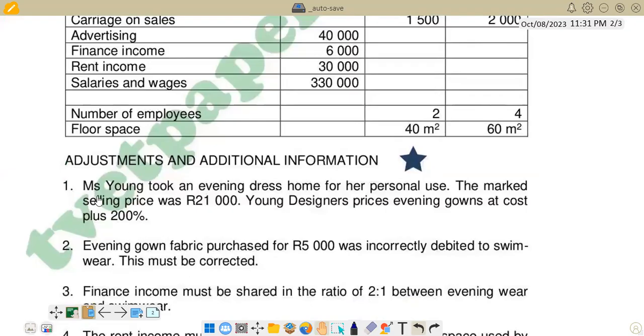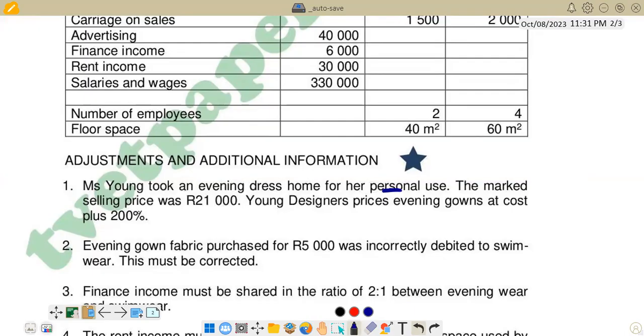Let's look at the first one. Miss Young took an evening dress home for her personal use. The market selling price was 21,000 rand. Young Designers prices evening gowns at cost plus 200%. This is going to affect the purchases. Remember, when using the periodic inventory system, when we buy goods, we open the purchases account. But here Miss Young took an evening dress for personal use, so these are drawings.